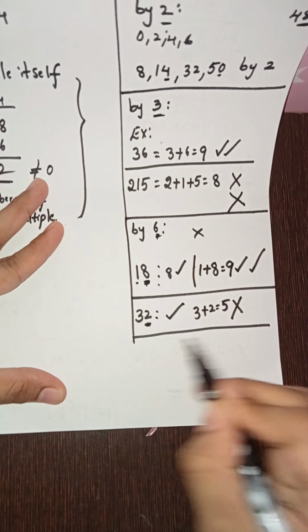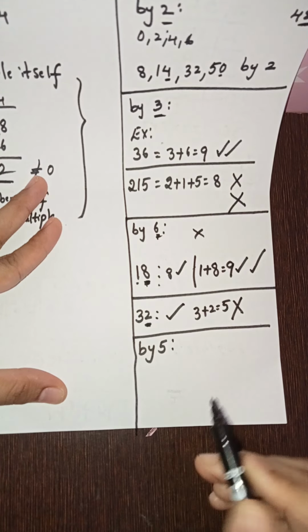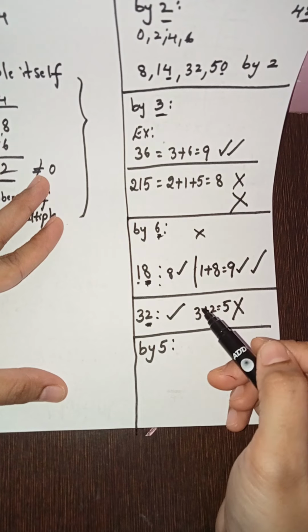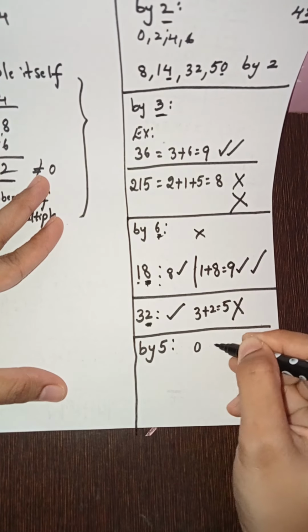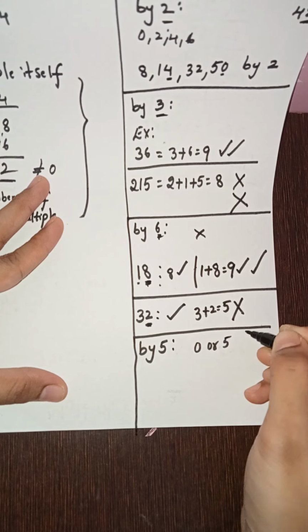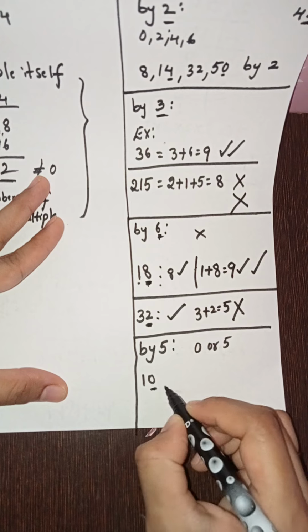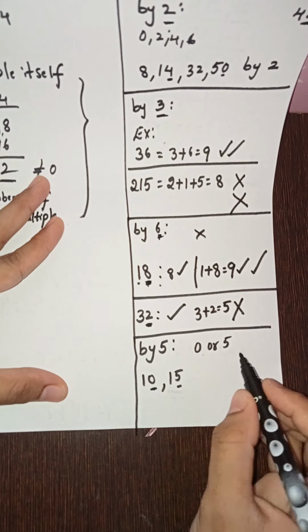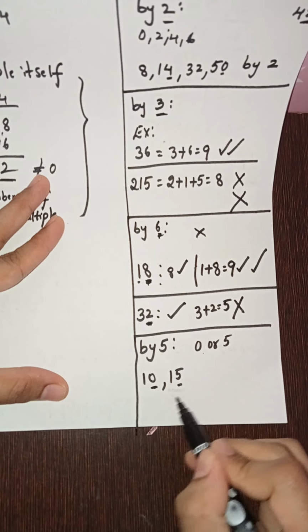So how is divisibility by 5 done? We'll see this. A number is divisible by 5 if the digit at its ones place is 0 or 5. Like 10, the one's digit is 0, or 15. It should be 0 or 5. Its one's place should be 0 or 5. Then only it is divisible by 5.